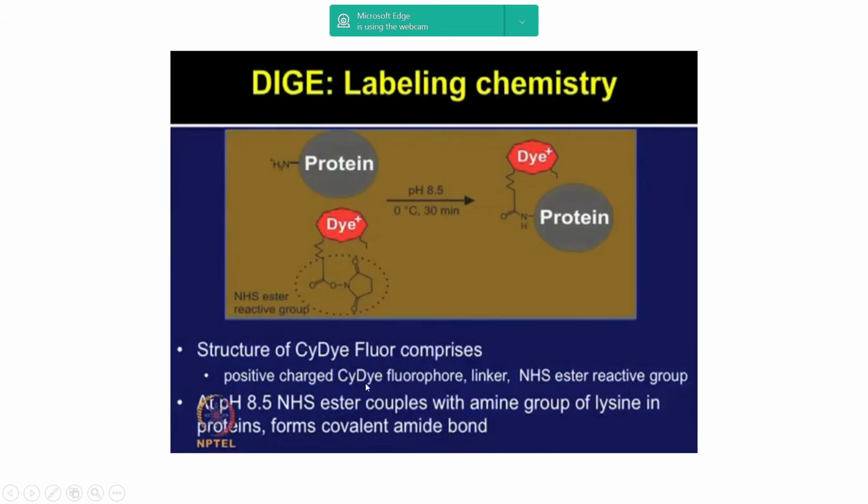So if you see, it has a fluorophore. This is the fluorophore, and it has a linker. This specific part is the linker, and the NHS reactive group, which actually reacts with the protein, and that's how labeling takes place. It requires a specific condition for labeling. It requires pH 8.5 for 30 minutes at 0 degrees Celsius. That's how the labeling of the protein is done.